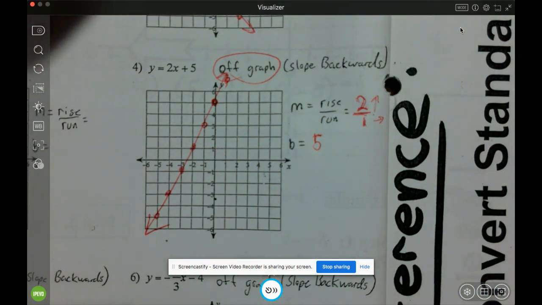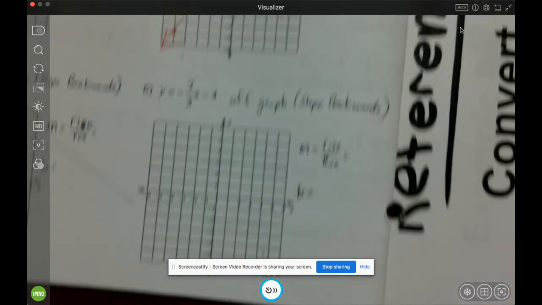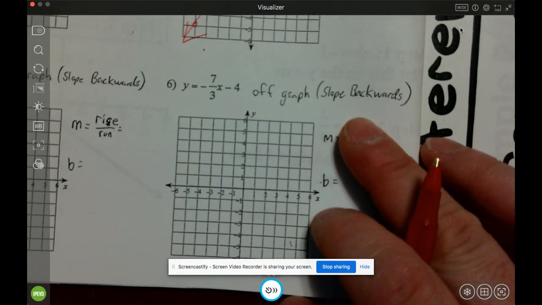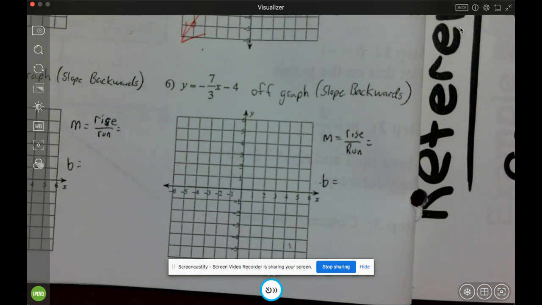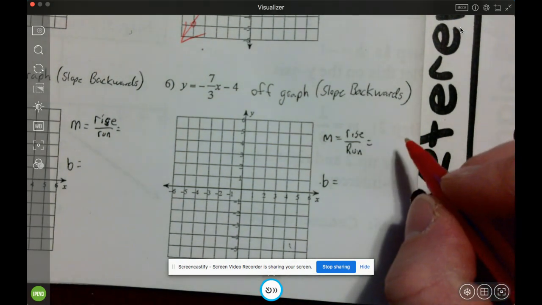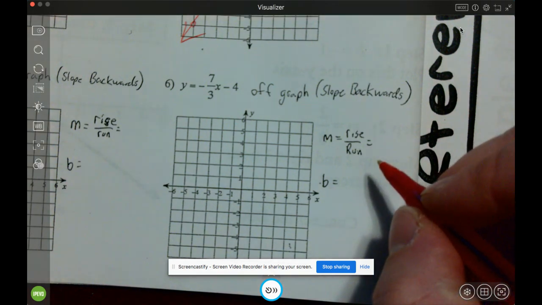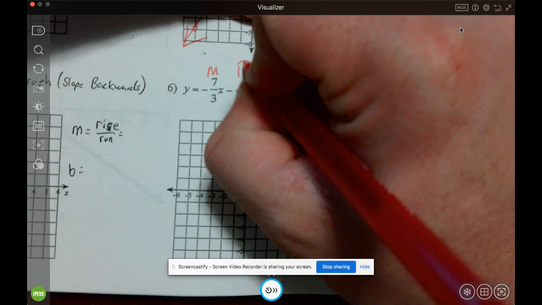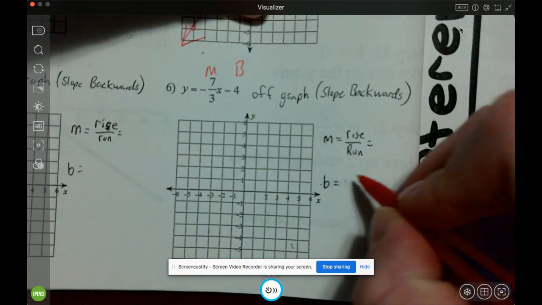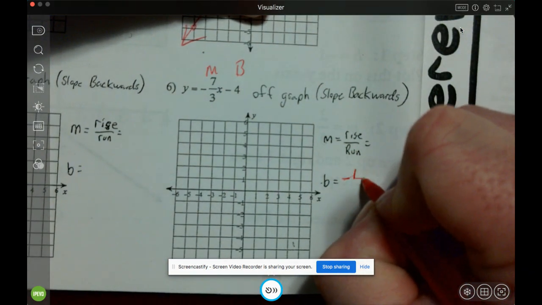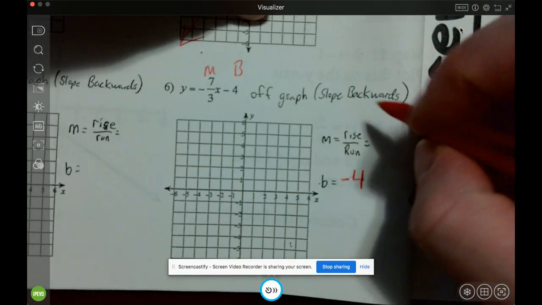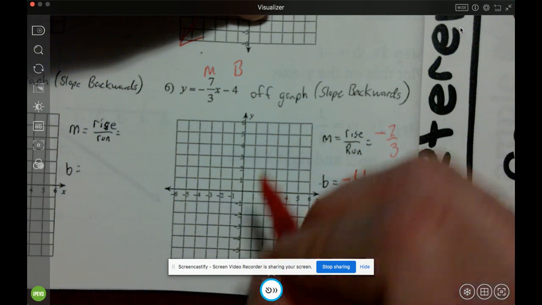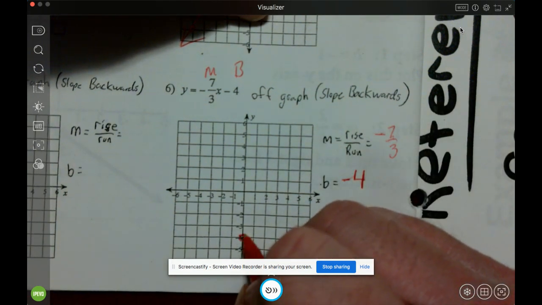And then the last one was number 6. Hopefully you're able to, same thing, this one's going to go, it looks like, way off the graph. It would go down here on my table. So I'm going to put a dot at my y-intercept, my b value. So m, b is going to be -4 is my start. My slope is -7/3. So now I'm going to put my dot at -4.